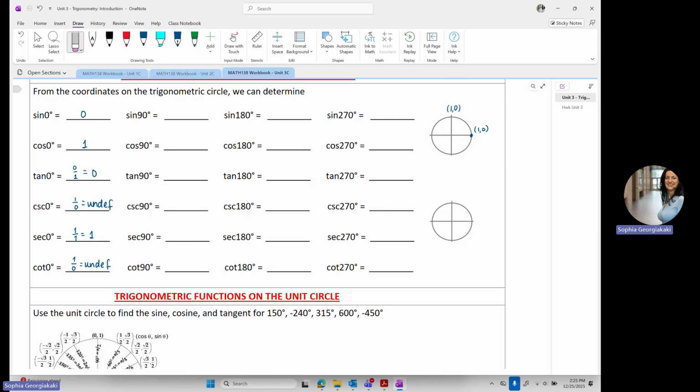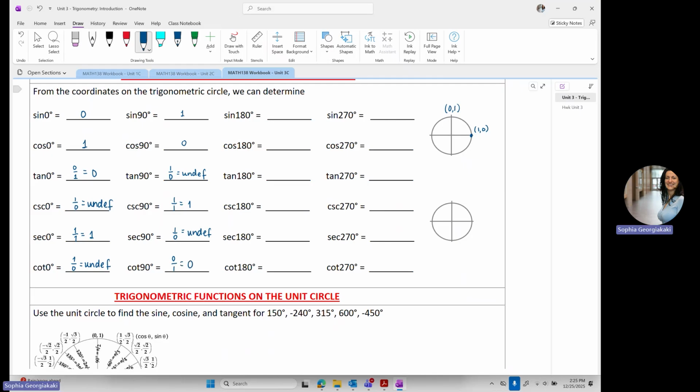I'm at the point (0, 1). When I'm at (0, 1), the sine is the y-coordinate, which is 1. The cosine is 0. The tangent is 1 divided by 0, which is undefined. The cosecant is 1 over 1, which is 1. The secant is 1 over 0, which is undefined. And the cotangent will be x over y, 0 divided by 1, which is 0.